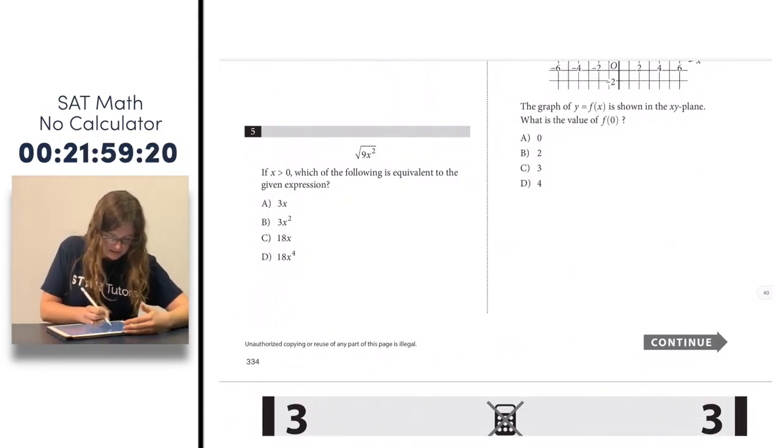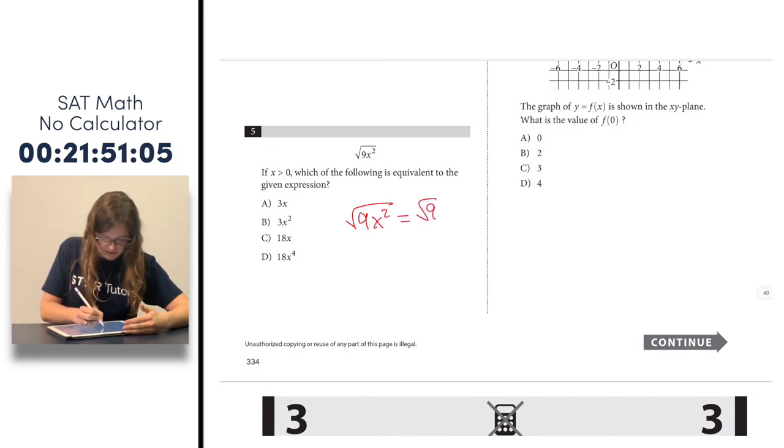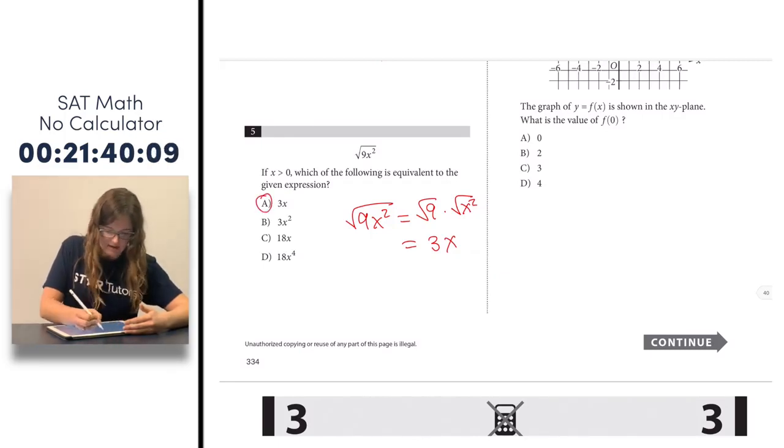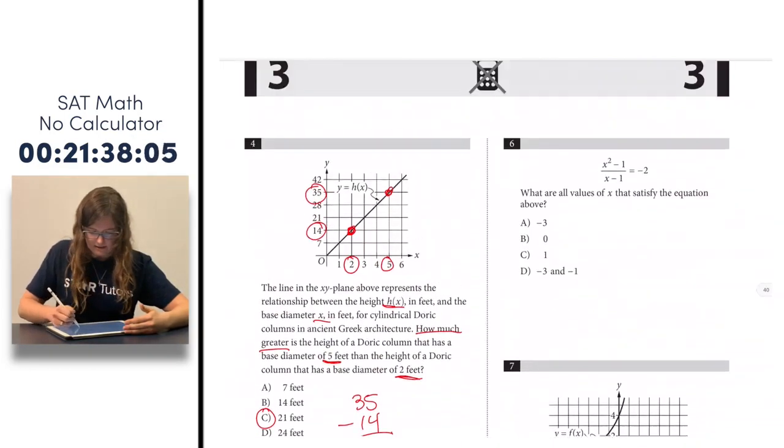Number 5. If x is positive, which of the following is equivalent to the given expression? Square root of 9x squared, we can split that up into the square root of 9 times the square root of x squared, which is going to be 3x. It's positive x since x is positive. If x was negative, this would be negative x though. So this is 3x, A. Okay, number 6.